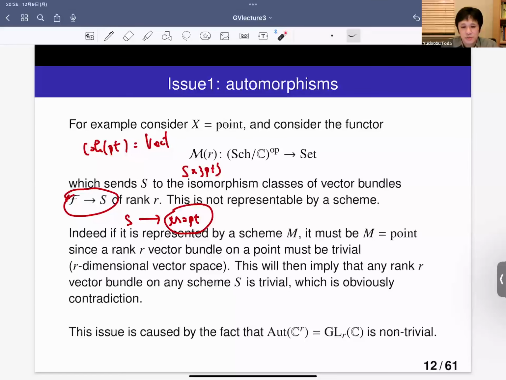So this is caused by the fact that the automorphism group of this r-dimensional vector space, GL_r, is non-trivial. Because if there are some non-trivial automorphisms, then we have transition functions of the vector bundles, which makes this vector bundle non-trivial. So in this way, we have some non-trivial family over a non-trivial base, which makes the moduli theory non-representable.